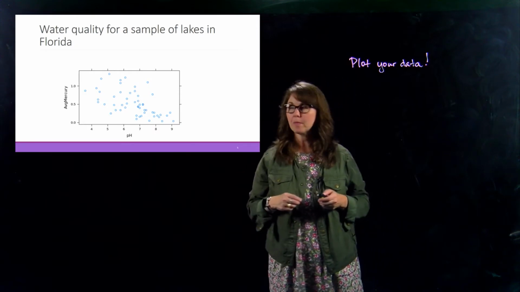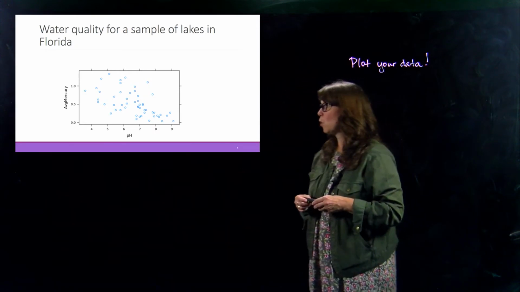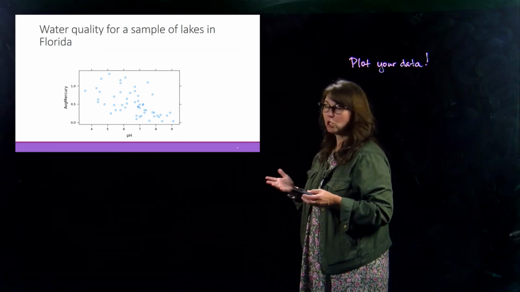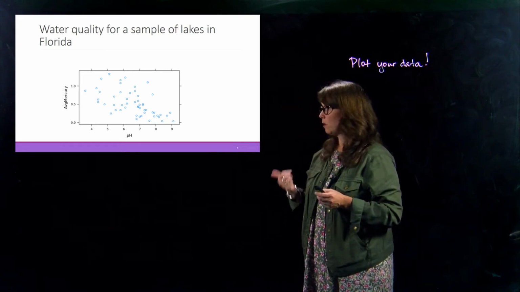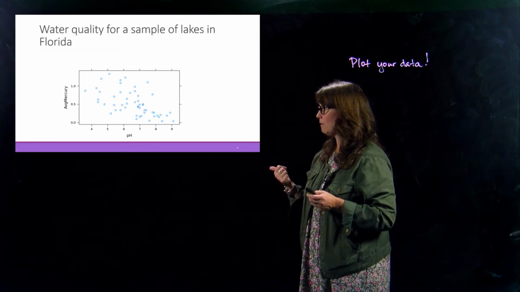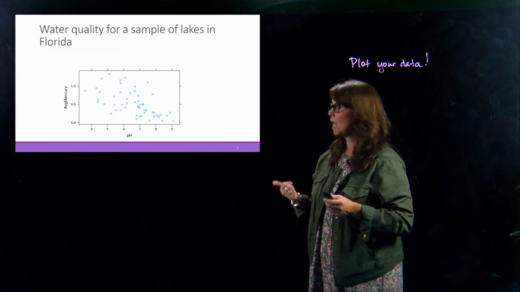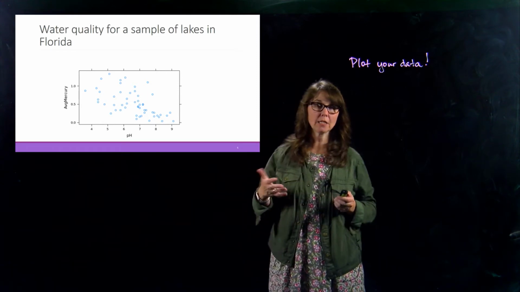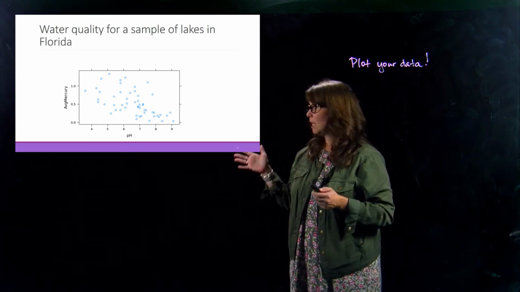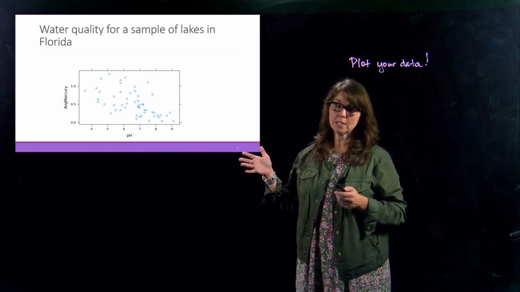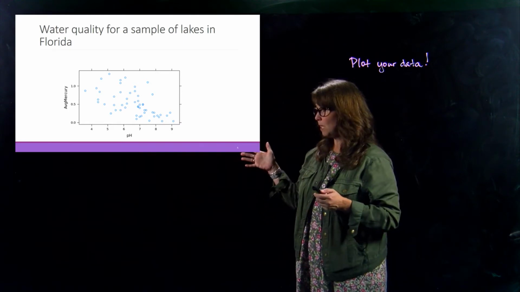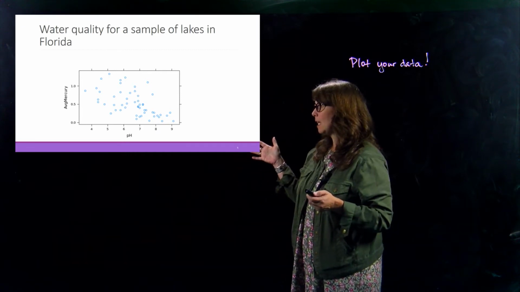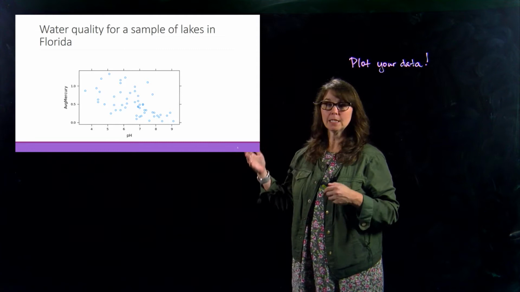Here's another one. We have water quality for a sample of lakes in Florida. And we see two measurements here taken on the same lakes. We have the pH, and then we have the average mercury level. And so notice here that the trend seems to be an opposite trend, that we actually have a negative trend. So as our pH increases, and we know that pH of 7 is ideal for water, our mercury tends to decrease.